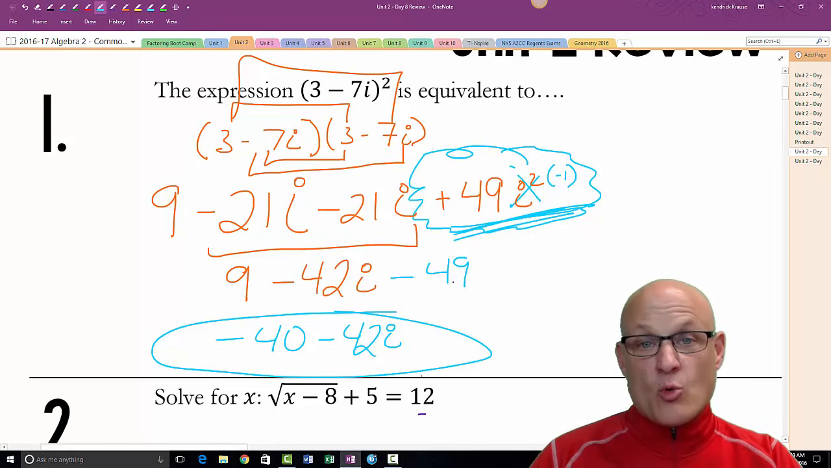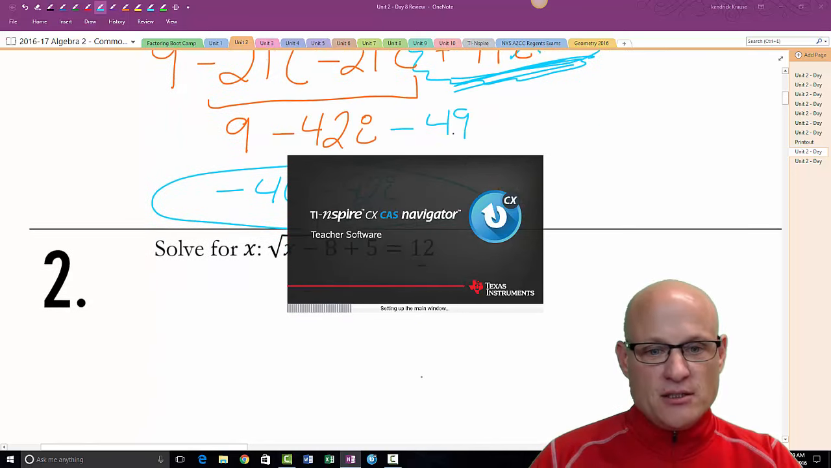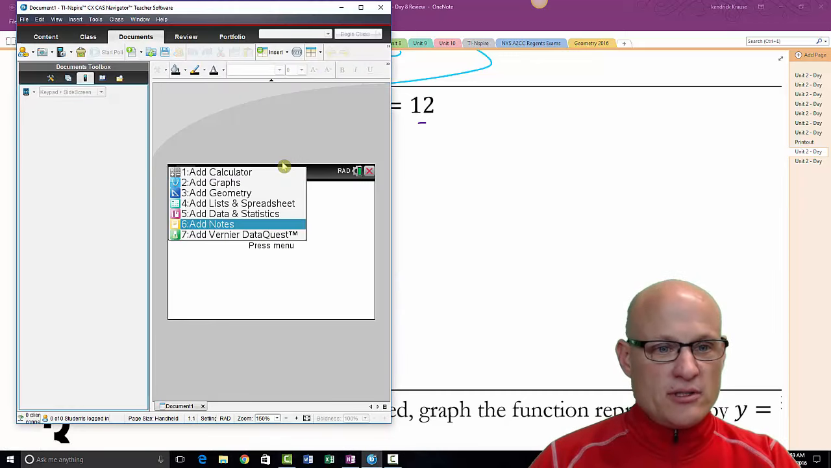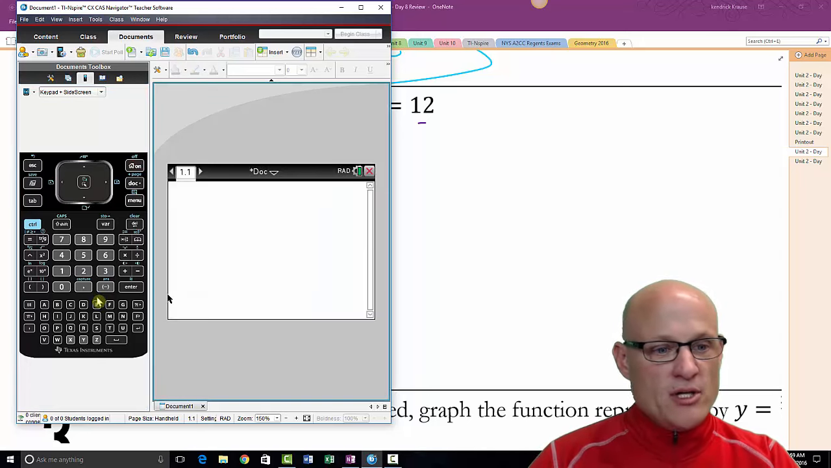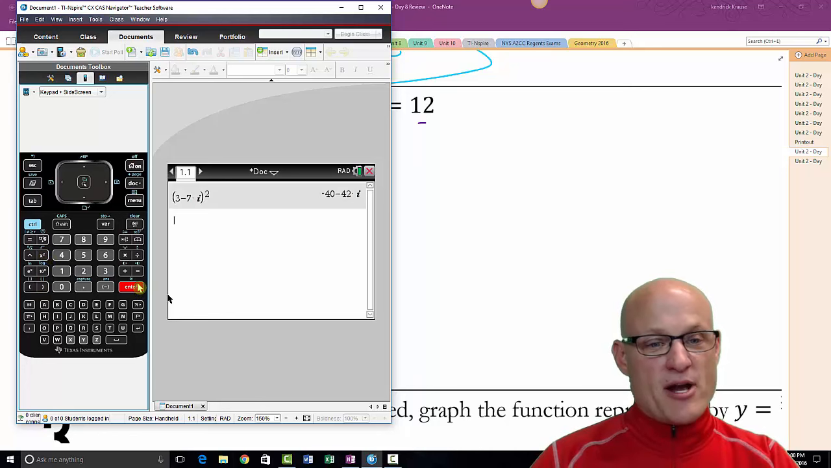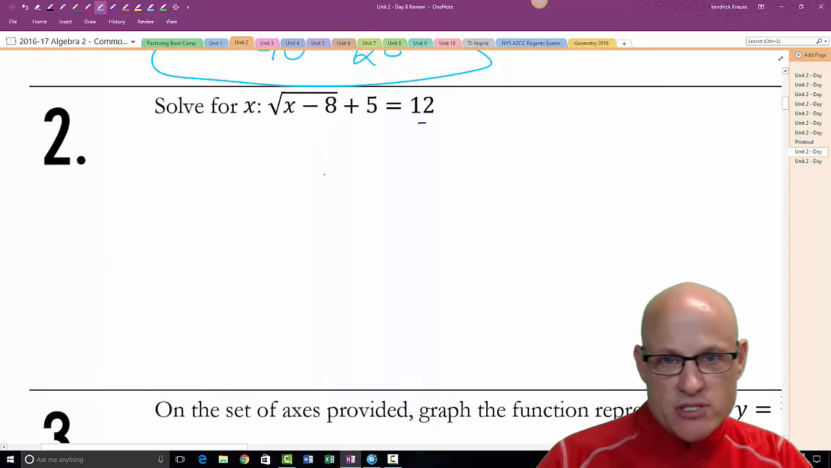Anyway, the cool thing about this is I can check to see if I got it right. Oh, I didn't start my calculator. When my calculator shows up eventually, I will check my answers. It's almost there. I had it up earlier, and then I had issues with my computer. So let's go into calculator mode. So parentheses, 3 minus 7i, parentheses squared. And this will tell me whether I'm right or wrong. Yes! I got it. You're not getting bonus points.